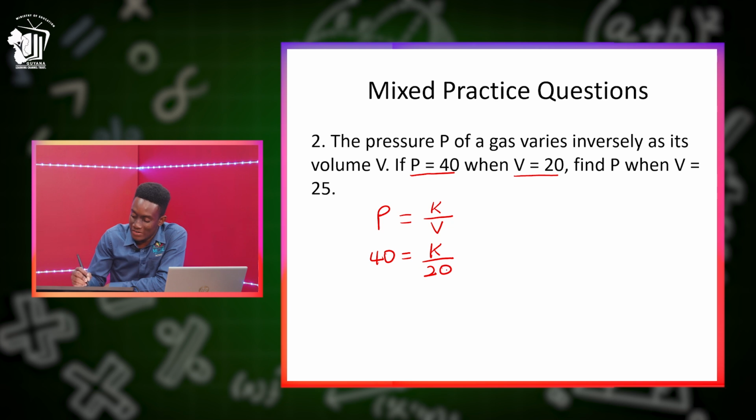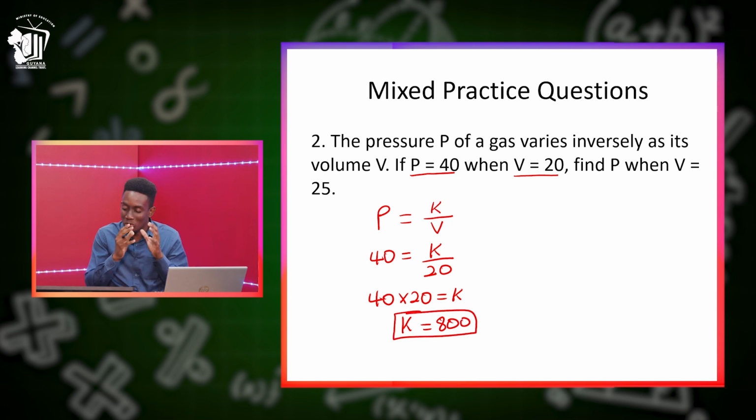So the 20 is divided. When we take it over to multiply, we'll have 40 multiplied by 20 is equal to K. So 40 times 20 will give me 800. So K is equal to 800. So now that we know the value for K, we can use that value for K and find P when V is equal to 25.